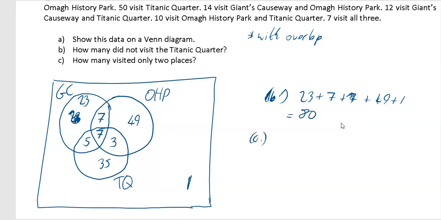And it says how many people visited only 2 places. So the people who only visited 2 places, these 7 only visited 2, these 5 only visited 2, and these 3 only visited 2. These ones in the middle visited all 3, remember. So it's just going to be 7 plus 3 plus 5, which is 15. And that's us done.